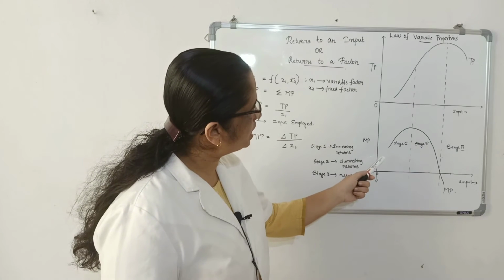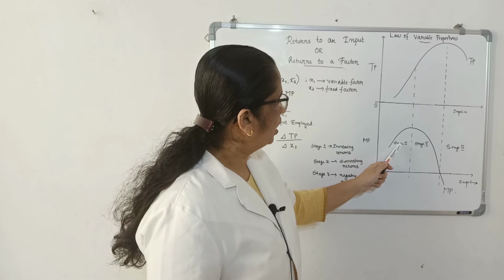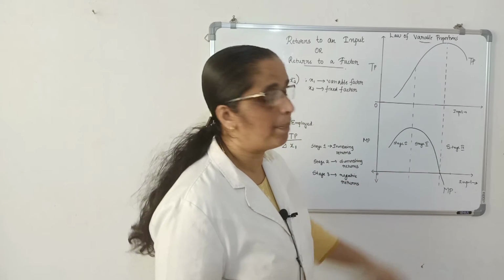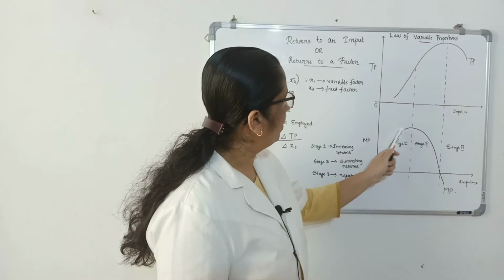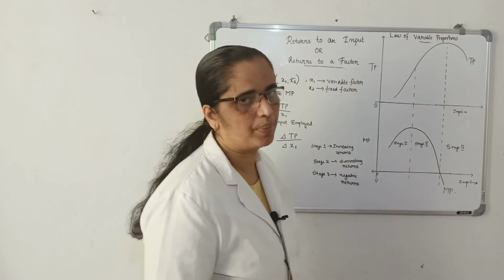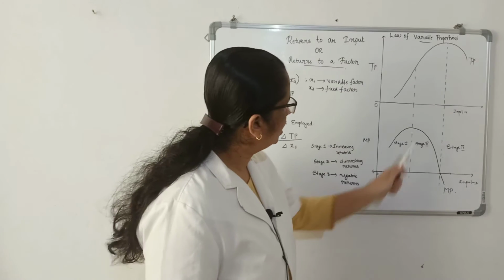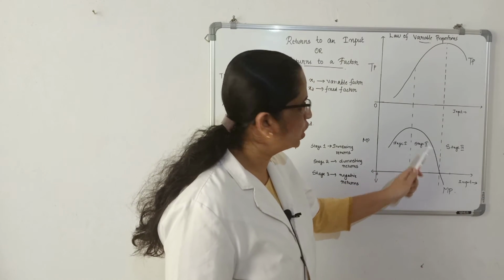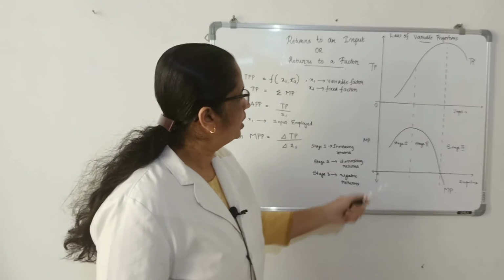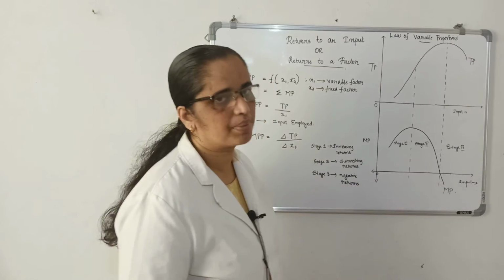Here you can observe three important phases or stages. If you observe the trends in MPP, you can see MPP is increasing, diminishing, 0 and negative. MPP is increasing, stage 1. MPP is diminishing, stage 2. 0 and negative, stage 3. You just observe the trends in MPP, you can see 3 stages.